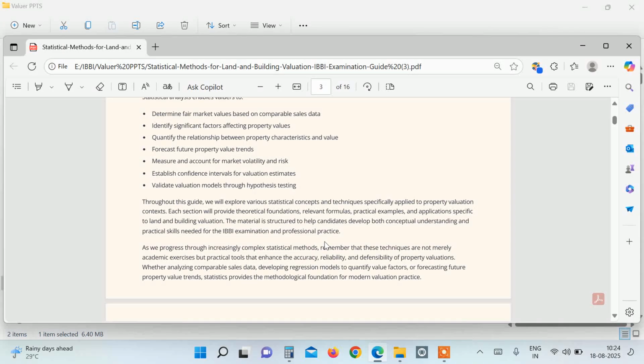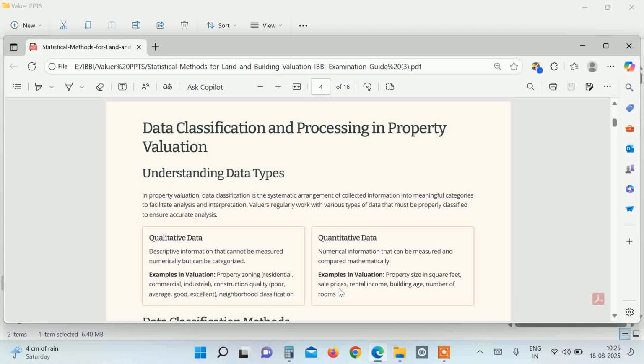As we progress through increasingly complex statistical methods, remember that these techniques are not merely academic exercises but practical tools to enhance the accuracy, reliability, and defensibility of property valuations. Whether analyzing comparable sale data, developing regression models to quantify value factors, or forecasting future property value trends, statistics provides the methodological foundation for modern valuation practice.